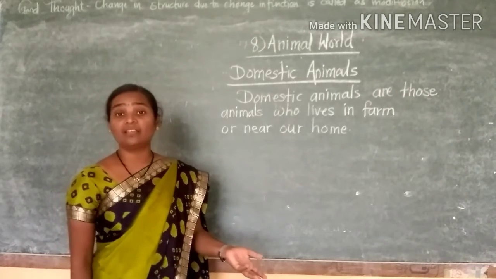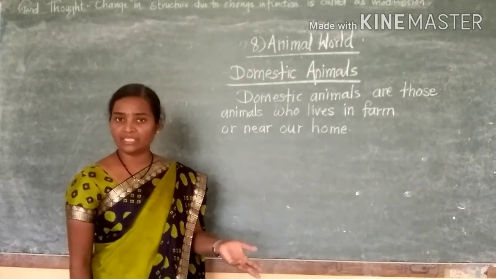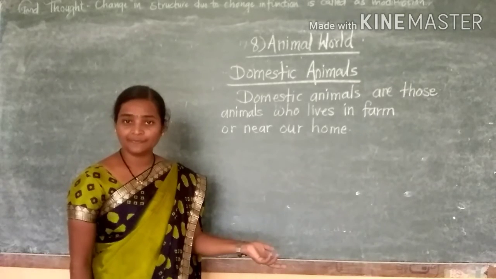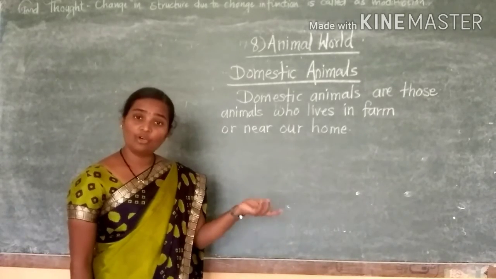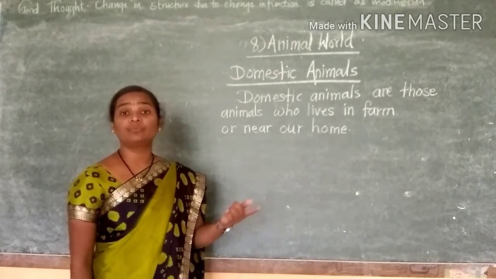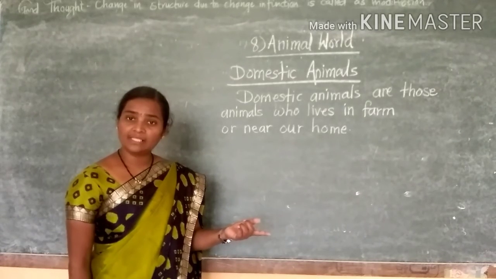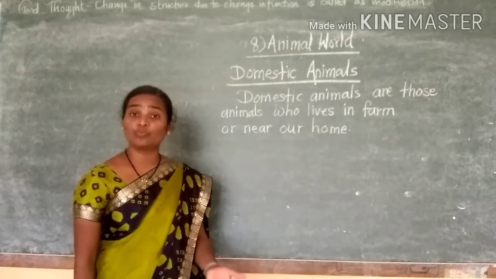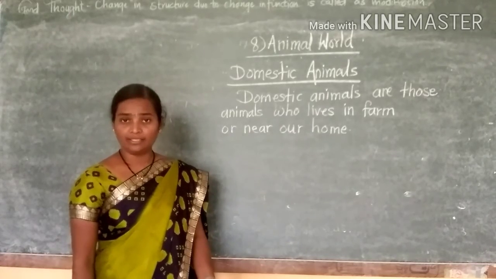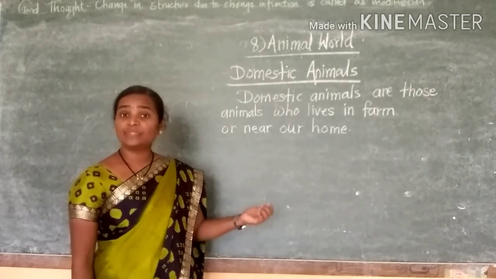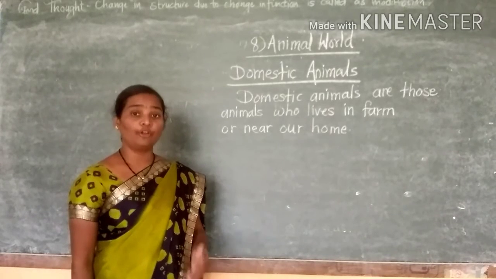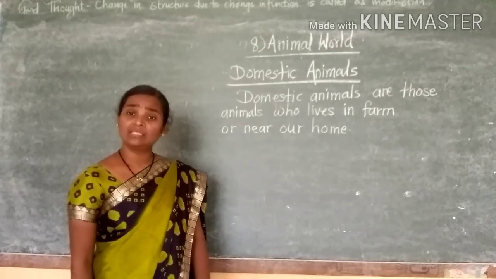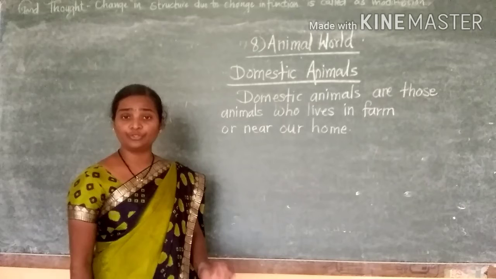Which uses are there? For example, buffalo we take for the manure as well as for the milk. Cow, buffalo, oxen we take for the farming purposes. Then sheep and goat are also very useful to us. Understood? These animals we tend at our farm for our use. Those animals are called domestic animals. They have a lot of uses.